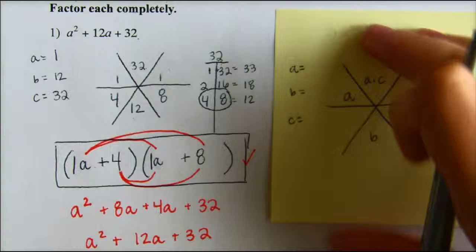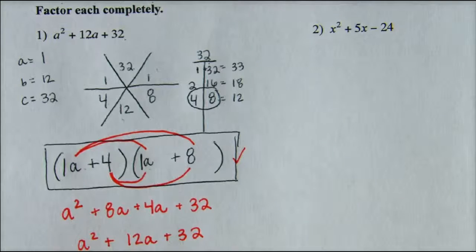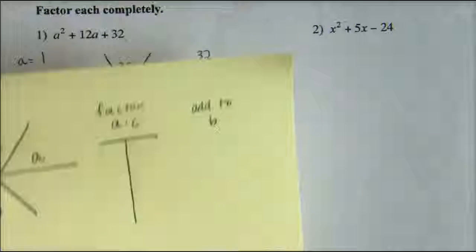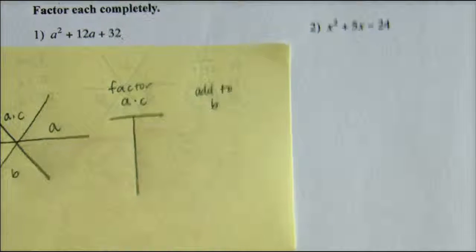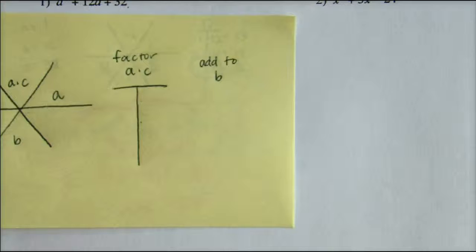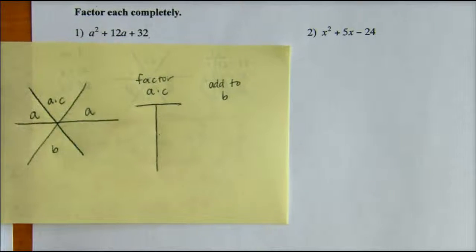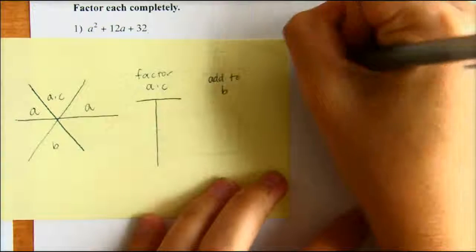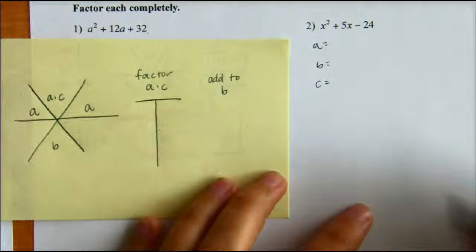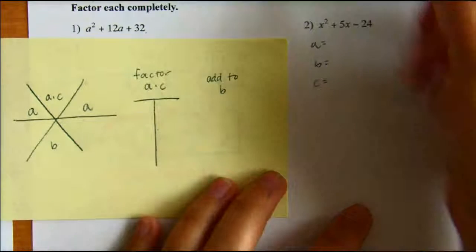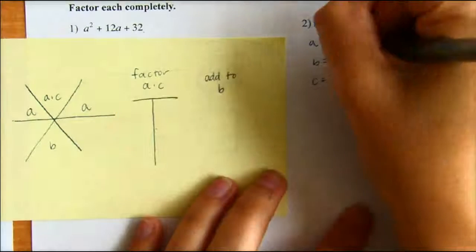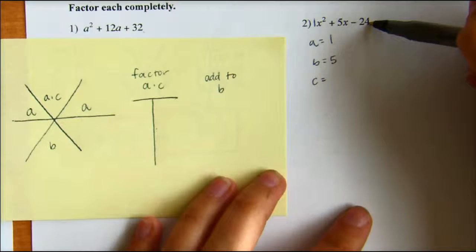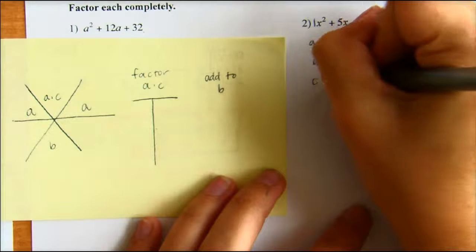Okay, I'm going to do one more example, then you'll have an opportunity to either go on your own or keep following along with me and do a couple more together. So let's look at number 2. Number 2, same exact starting point as number 1. I'm going to start off by filling out my snowflake. To do that, I'm going to identify what is A, what is B, and what is C. In this case, my A value is 1, a 1x squared. My B value is a positive 5, and my C value is a negative 24.